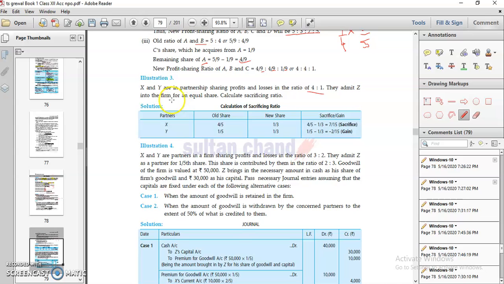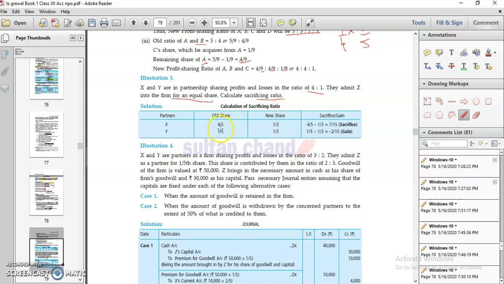In the next question, you can see 4:1 is the ratio. Z is admitted for an equal share. Equal share means that before this reconstitution, X and Y are two partners getting 4:1, but once Z enters, the ratio comes equal. Equal means now three partners are there, so 1/3 goes to X, 1/3 goes to Y, 1/3 goes to Z. What do they ask for? Sacrifice ratio. I told you earlier that once you are going to calculate the sacrifice ratio, you have to see whether the new ratio is there or not. If it is there, then just apply that formula: old share minus new share.